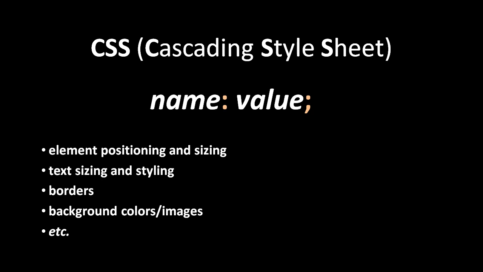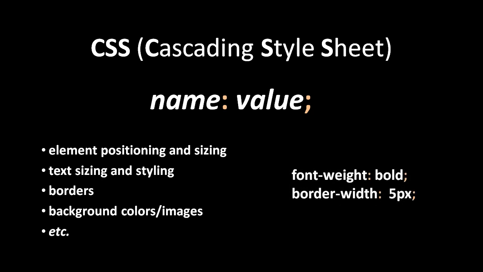When we express a property, we write it as name, value, semicolon. So here, for example, are two properties. First, font-weight bold. That means make the font bold for whatever element this is being applied to. And then border-width with 5px, meaning 5 pixels. That means give the element a border which is 5 pixels wide.